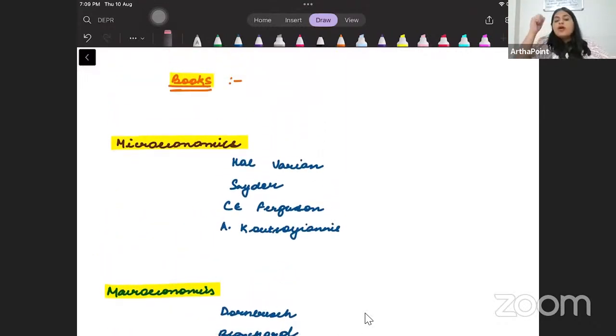The next thing I want to talk about, beta, are the books that you should be referring to. For module 1, paper 1, that means for microeconomics, you can refer to these books. My favorite is Varian and Snyder, and these two books are enough for you to practice. If you do these two books, that is enough, you don't need to do the other two. But these are the 4 suggested books that you have for microeconomics.